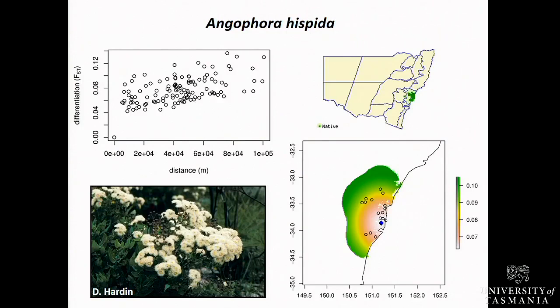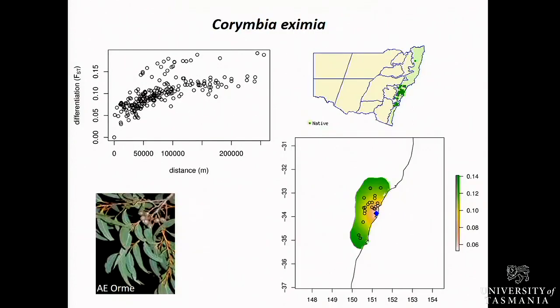In both cases, we see relatively low levels of differentiation. In fact, Angophora hispida looks pretty much panmictic. And Corymbia eximia also we see very low levels of differentiation that really don't ever exceed the kinds of thresholds that we'd be likely to apply. So in those cases, the recommendation would probably be collect your seed quite widely within the range.